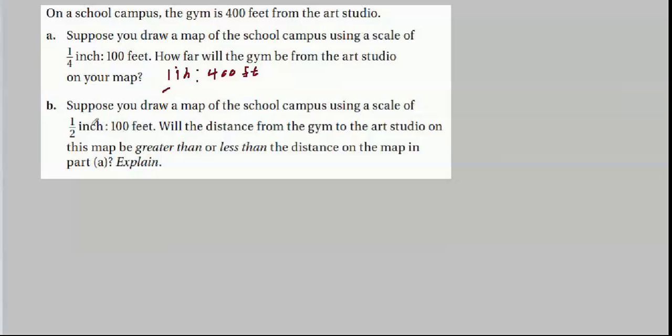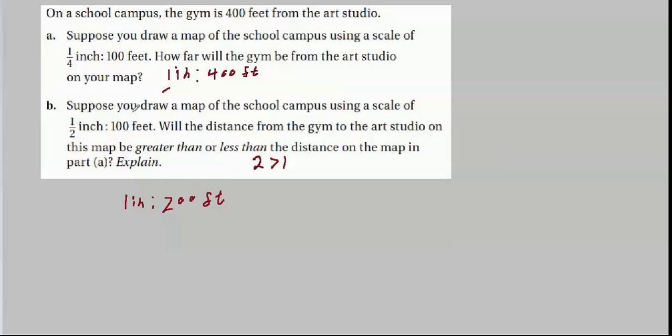Let's put this on a scale of 1 inch to however many feet, and we'll get 1 inch to 200 feet. So 400 feet is going to translate into 2 inches, isn't it? And 2 is definitely greater than 1. So it does get greater as your scale gets closer and closer to 1-to-1.